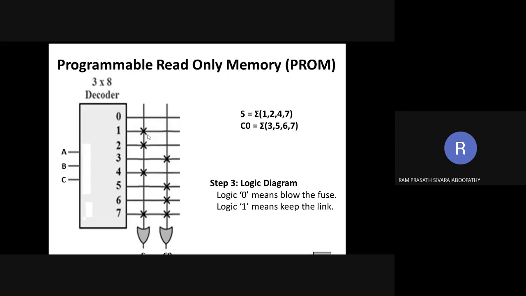Wherever the cross mark is put, there will be a connection. Here the minterms are 1, 2, 4, 7, so we will be getting the sum. For carry out, 3, 5, 6, 7 are linked. The remaining ones have no contact with the OR array. Is it clear for everyone? See, E is not mandatory. Some decoders may have an E enable pin, but it need not be present.